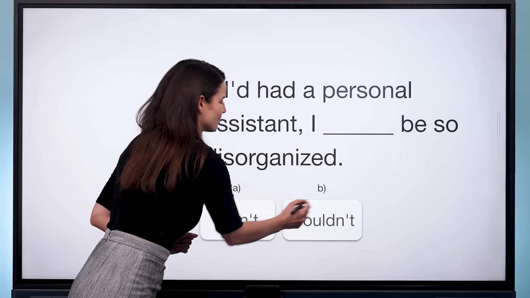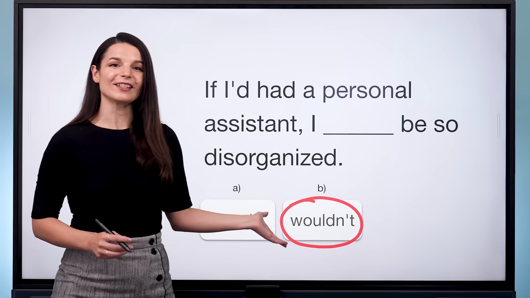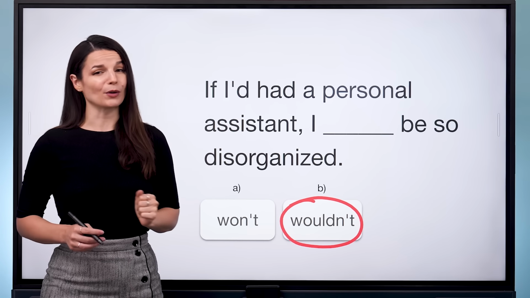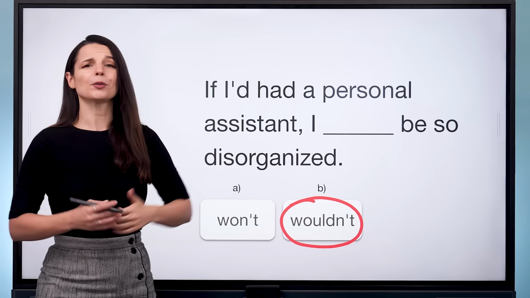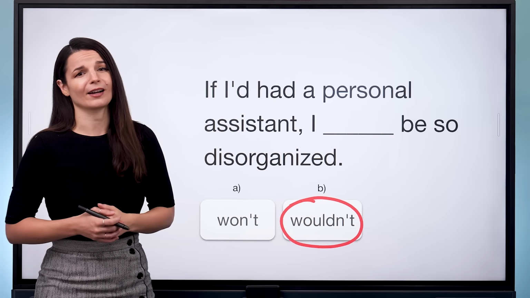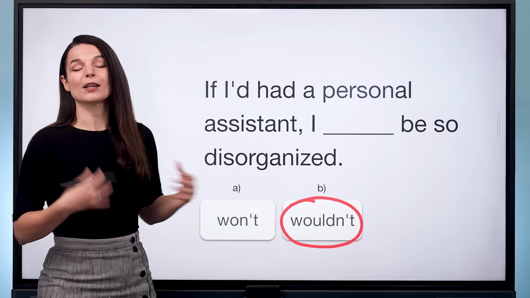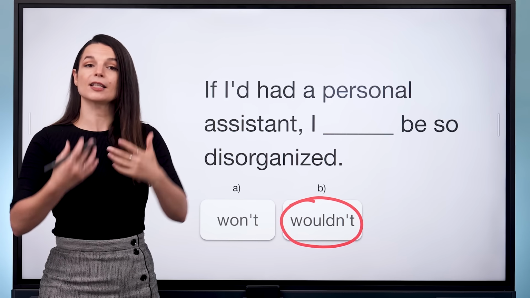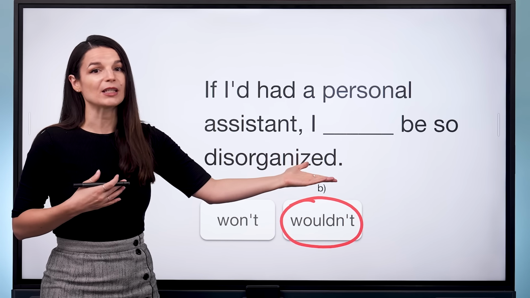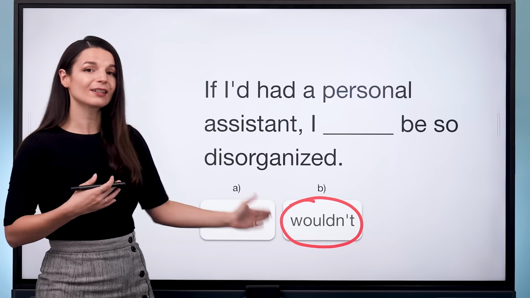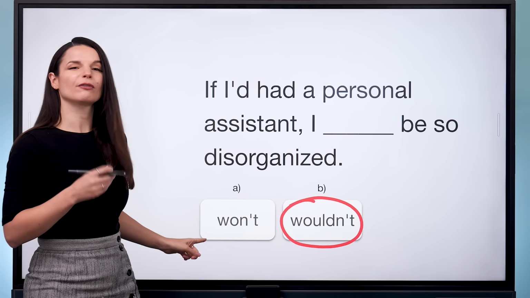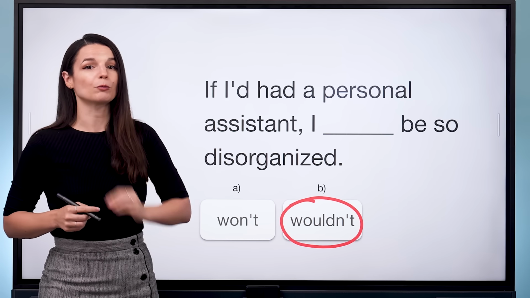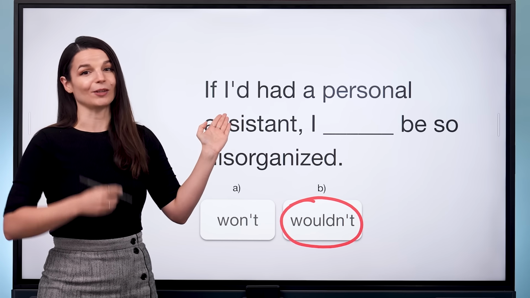Wouldn't. If I'd had a personal assistant, I wouldn't be so disorganized. The sentence imagines a past condition, if I'd had a personal assistant, and its present result, I wouldn't be so disorganized. So, wouldn't fits. Won't refers to the future, but this sentence talks about how the present would be different if the past had been different.